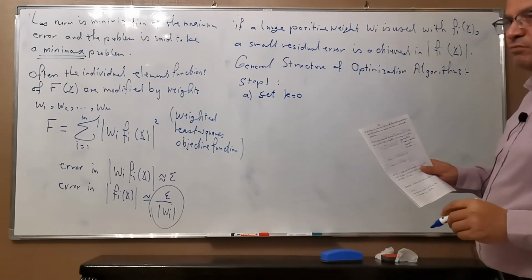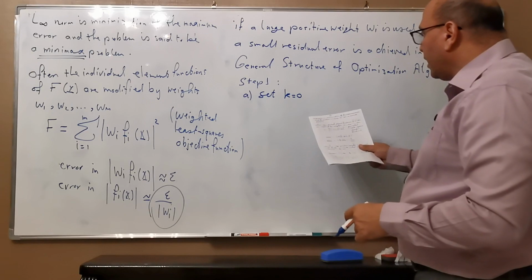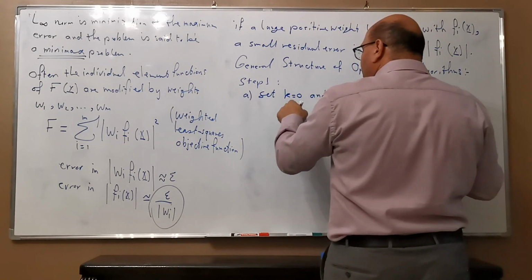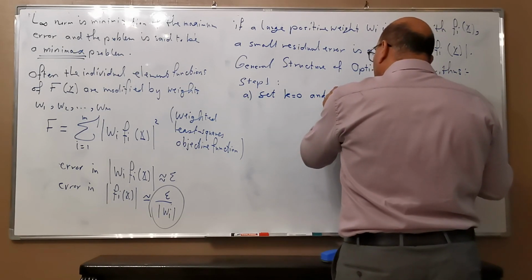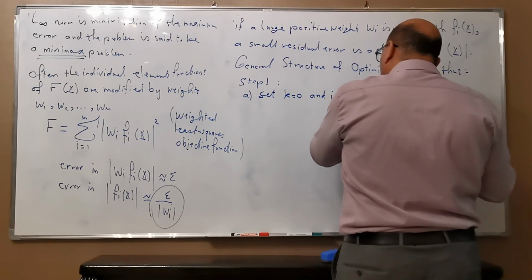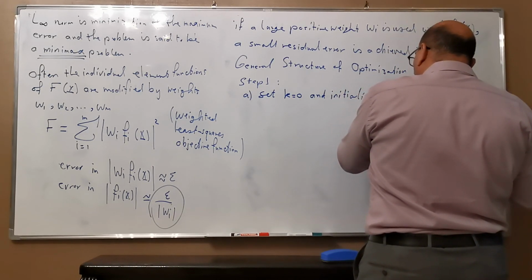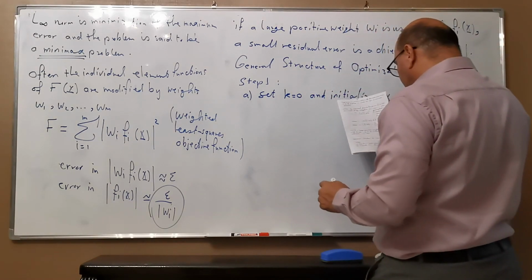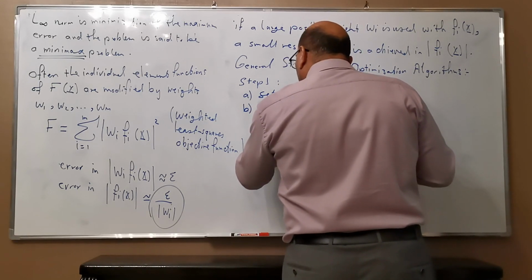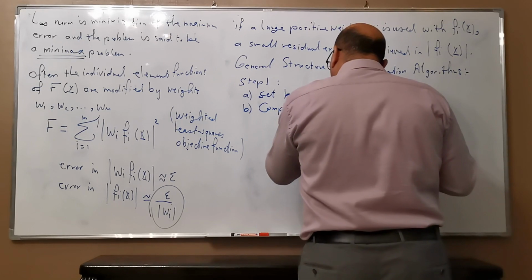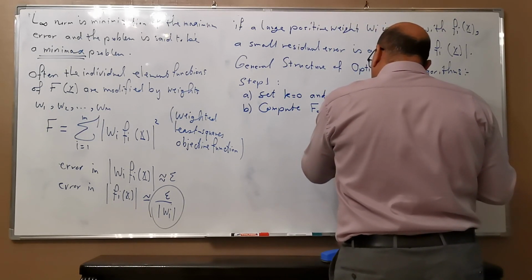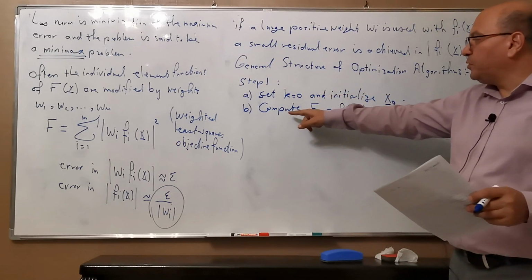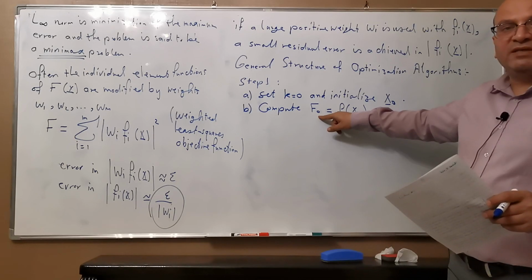So we have a counter. The counter is k. K will be our number of iterations. So our first iteration will be k equals 0. We initialize the counter by 0, and we initialize x0. So you have initial values: set k equals 0 and initialize x0. Now, based on this, we take x0 and compute f0, which is equal to f of x0. So this is the first step: initialize the values, compute the initial cost function based on the initial values.